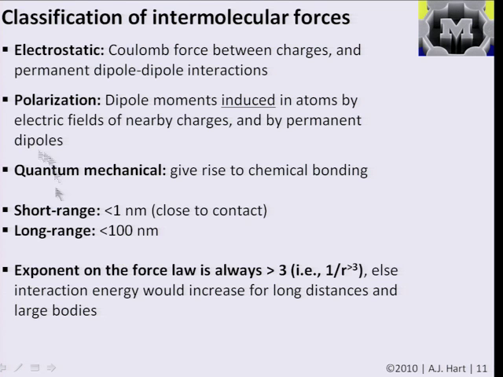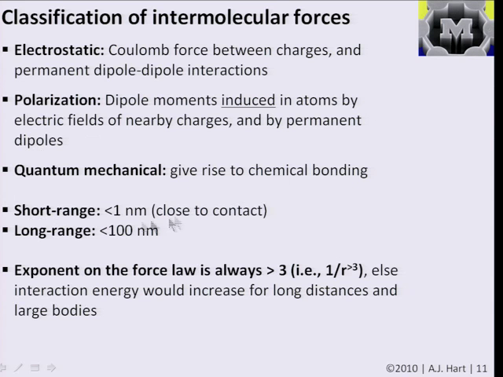And then you can have what are called polarization forces, which occur due to dipole moments that are induced by electric fields of nearby charges. So a charge in proximity to a molecule can induce an alignment in the electric field in another molecule. And then there are also quantum mechanical forces, and these are what give rise to chemical bonding, things like due to the Pauli exclusion principle and so on.